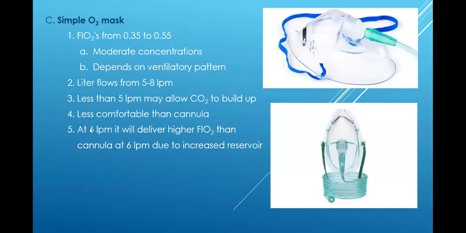It's less comfortable than a cannula. It says at 6 liters, it will deliver higher FiO2 than a cannula at 6 liters because of that extra reservoir. See, the only difference between these two is the reservoir, right? With the nasal cannula, you can use your anatomical reservoir, but with the simple O2 mask, you have your anatomical reservoir plus the mechanical reservoir, which is the mask itself. So I have more places for the oxygen to hide for a minute before I breathe it. All right. So they're saying at 6 liters on a nasal cannula, I get less of an FiO2 than I would at 6 liters with a simple O2 mask, simply because it has more reservoir space.